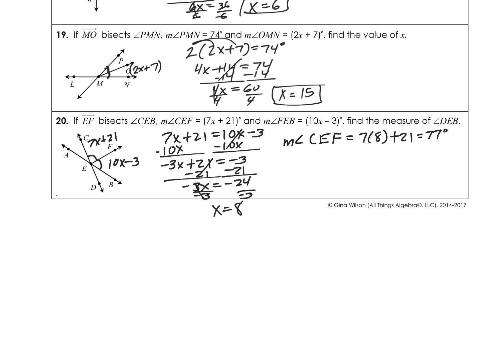So I know that FEB is congruent, so we can just multiply that by 2, and I get 154 degrees for those two angles together. And then to find the missing angle here, all I have to do is subtract. So the measure of angle DEB is equal to 180 degrees minus 154, which is 26 degrees. I am your teacher. This is the way.